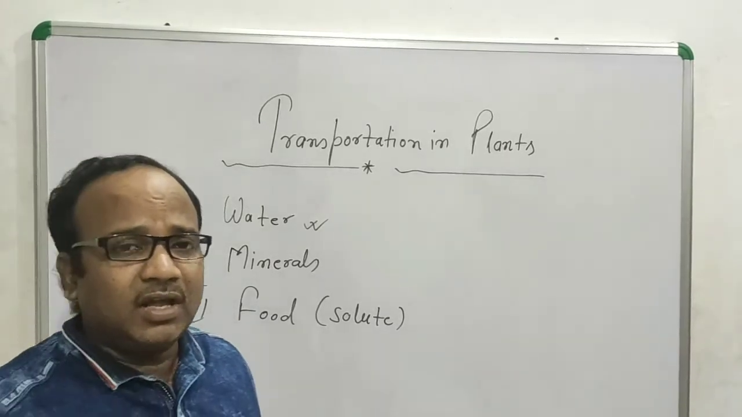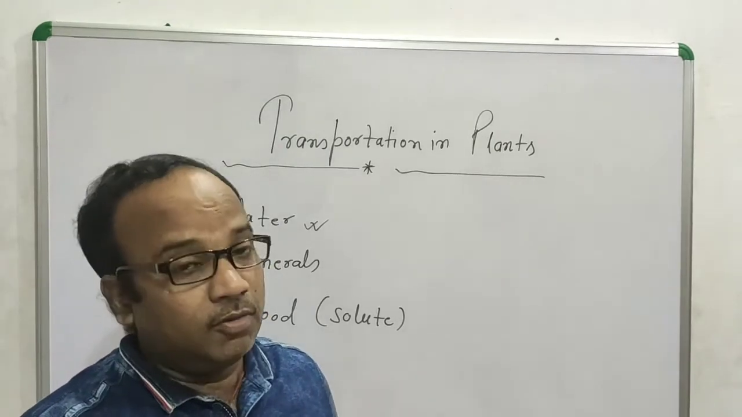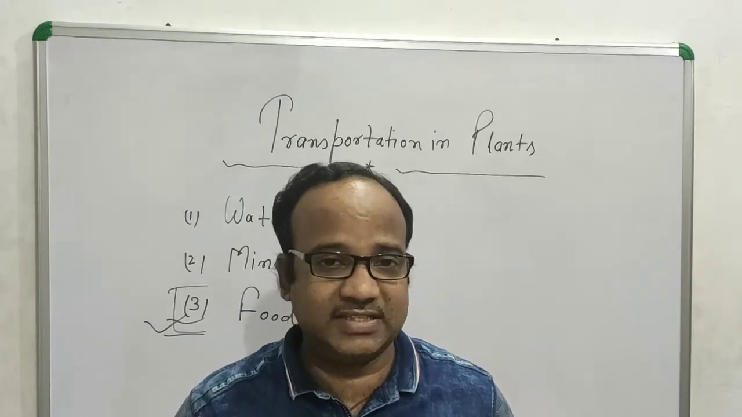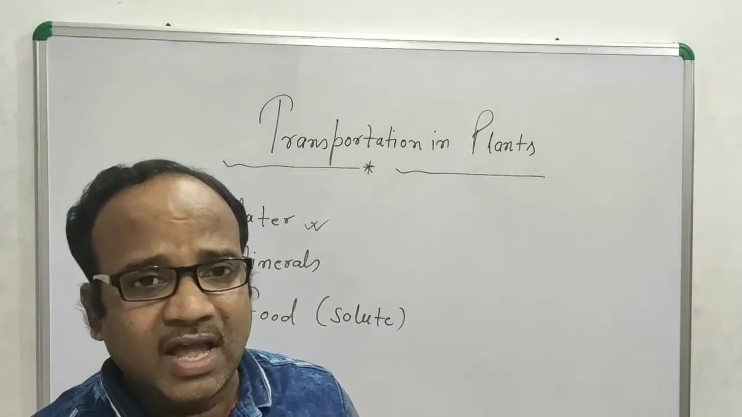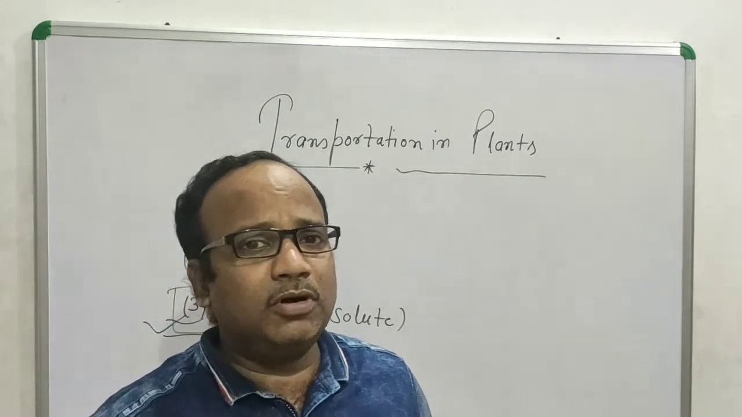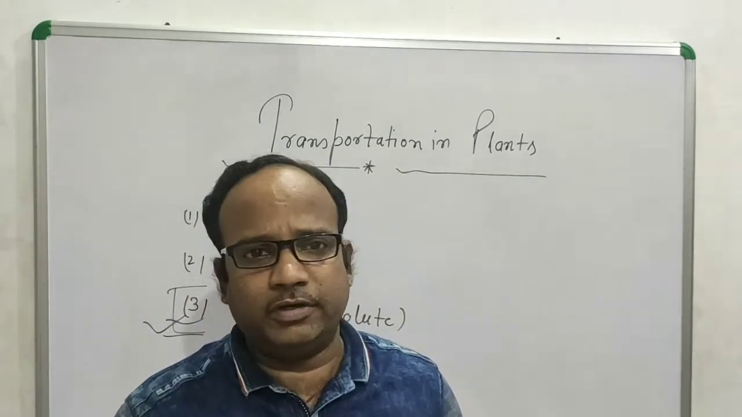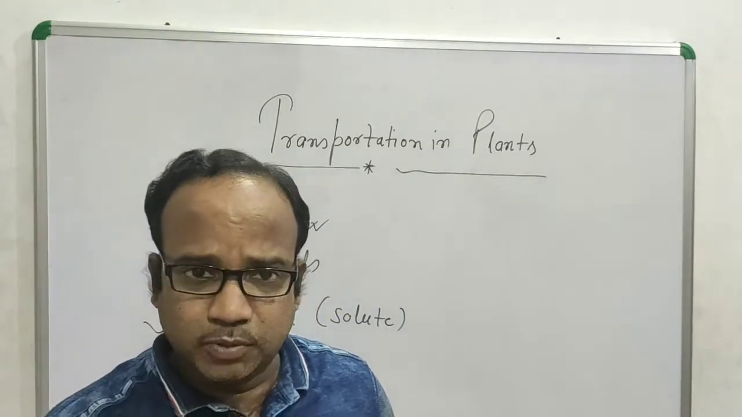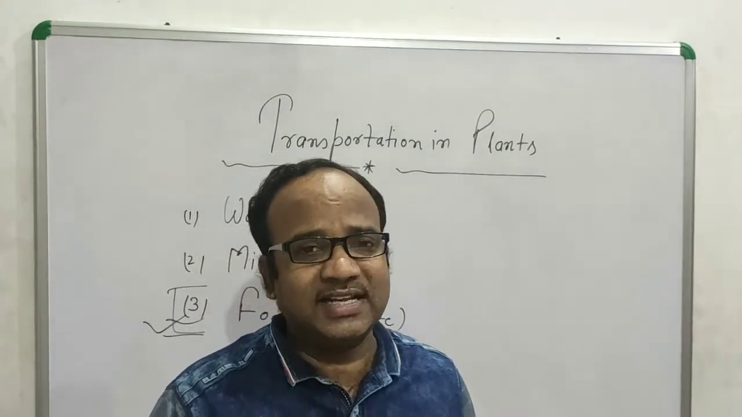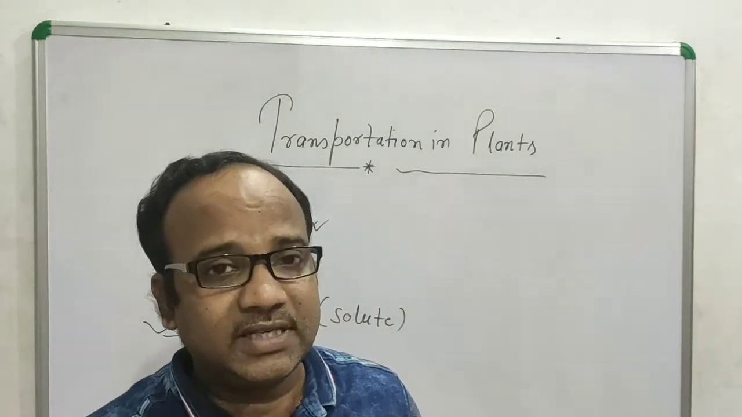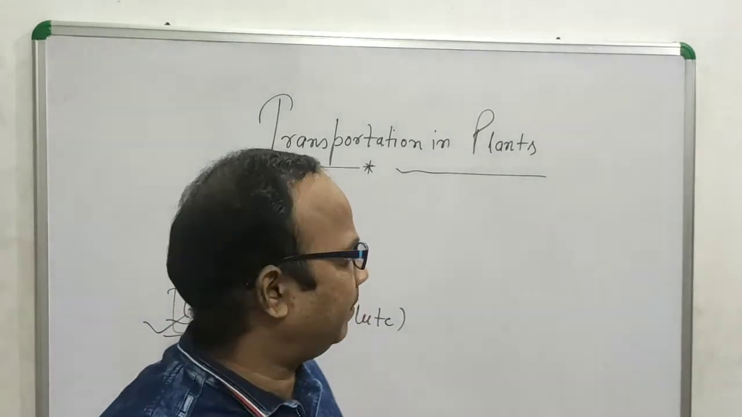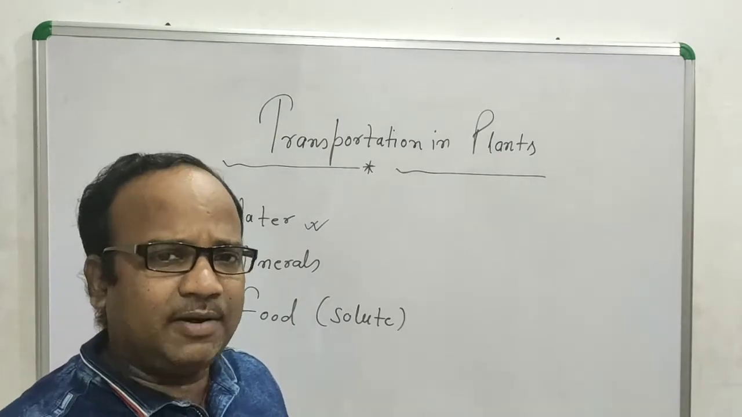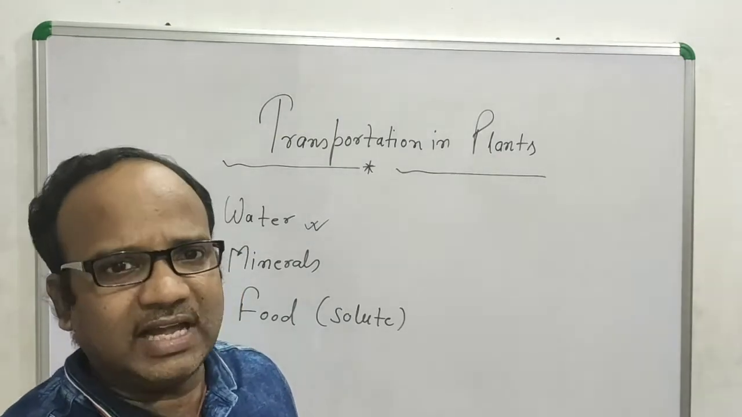You are well aware of photosynthesis. Photosynthesis takes place in the leaves of the plant. This is an anabolic process. In photosynthesis, a product is formed. That product is called food. That is carbohydrate. And this carbohydrate, this food, is prepared by the plants in leaves, and from the leaves it is transported to the different parts of the plant. I am drawing a rough sketch of the plant, and by this diagram I can go for its explanation.